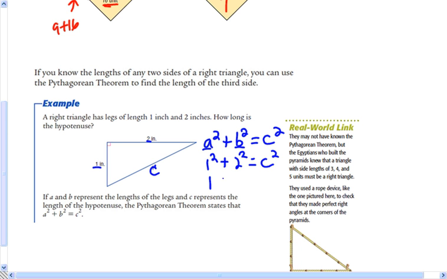And 1 squared is 1, 2 squared is 4. So c squared is 1 plus 4, which is 5. To undo a power of 2, you take the square root. There are actually two square roots of 5, a positive and a negative, but since we're talking about a length, we want the positive one. So c is equal to the square root of 5. You could change that to a decimal if you want, but if you want to leave it exact, you could just leave it as the square root of 5. All right?